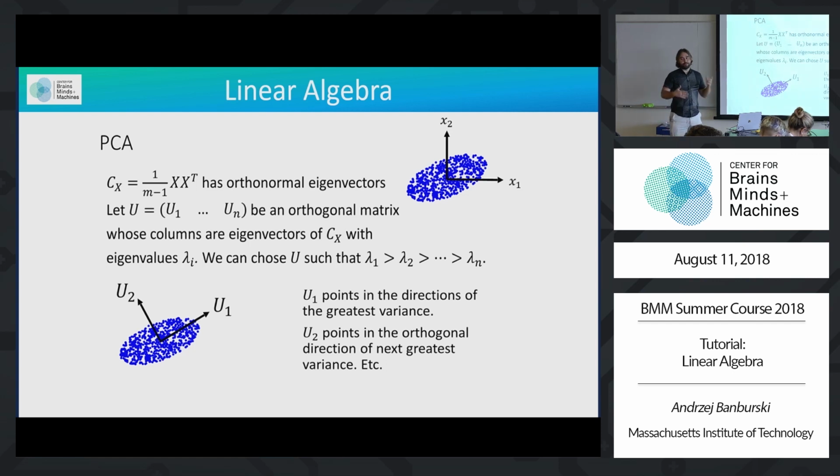Now one thing that I didn't say is that there is a freedom to choose this orthogonal matrix such that we can choose where we put the eigenvalues on the diagonal. And let's just choose such that the first entry is the biggest, the second entry is the second biggest, and so on. In that case, we have n vectors, and u1 points in the direction of the greatest variance of the data, because that's the biggest eigenvalue. u2 will point in the direction of the next greatest variance, and so on.